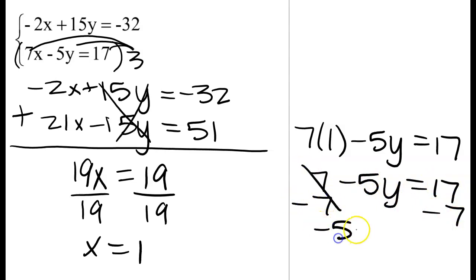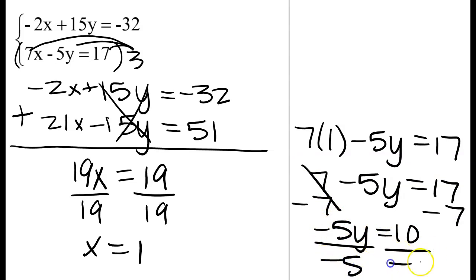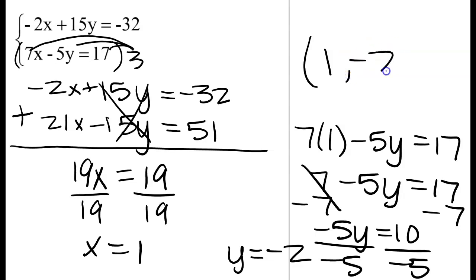You get negative 5y equals positive 10. Divide both sides by a negative 5, and I get y equals negative 2. So the final answer is positive 1 comma negative 2.